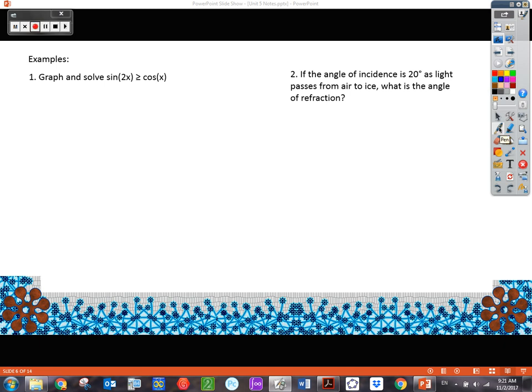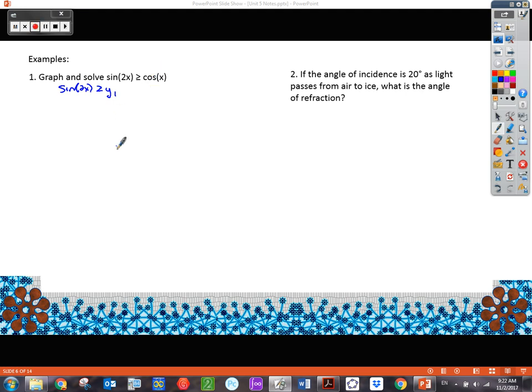So the first one, we're going to graph and solve sine 2x greater than or equal to cosine x. We're going to be using our calculator. So the first thing we need to talk about is how do we enter it in the calculator? We take this sine 2x, keep the greater than or equal to sign right here, and make it y1. We're going to have to put one side in y1 and one side in y2. Notice how I'm basically just covering this part up and replacing it with a y1.